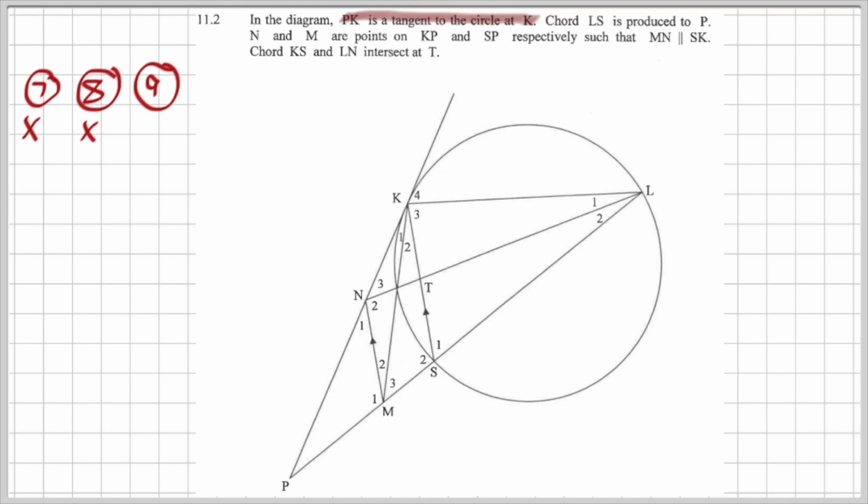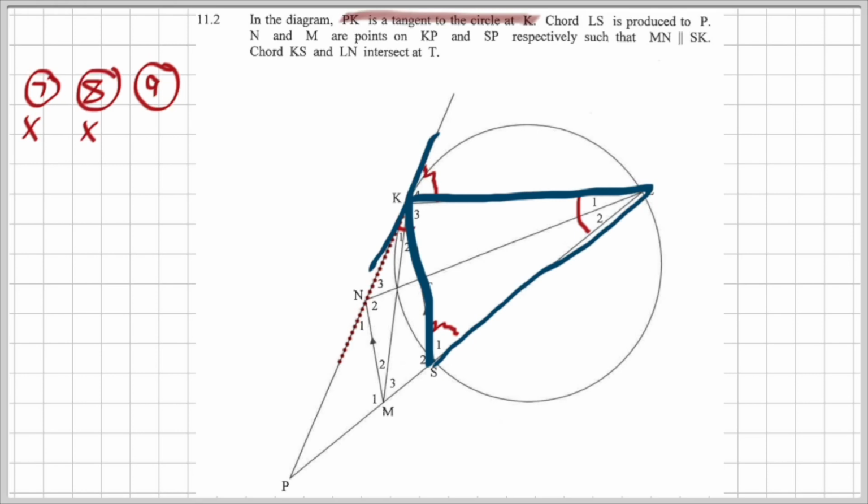So first of all, if I've got my tangent PK, I can see that K1 and 2, if I go from bottom up, is the same as L1 and 2. If I move from the top down, then K4 is equal to S1. Remember, I'm working in this triangle there, and there's my tangent. Sorry, let me just do my tangent there. There's my tangent.